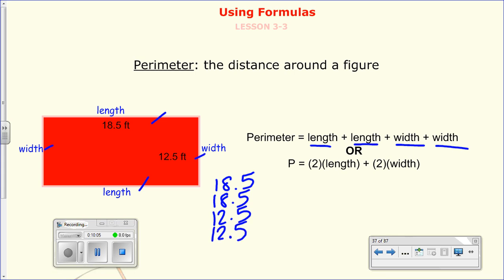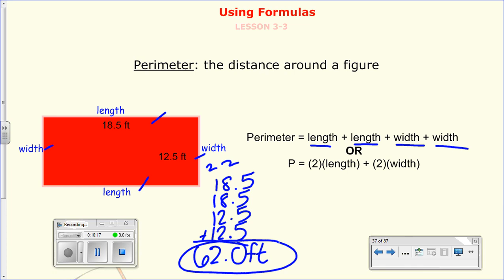And you could add them. Well, that would give me 20, and then 16, 17, 18, 19, 22, 2, 3, 4, 5, 6. I get 62 feet. That would be my perimeter.